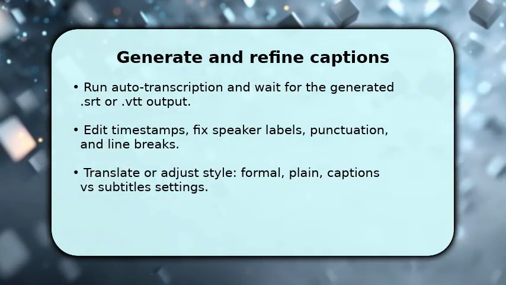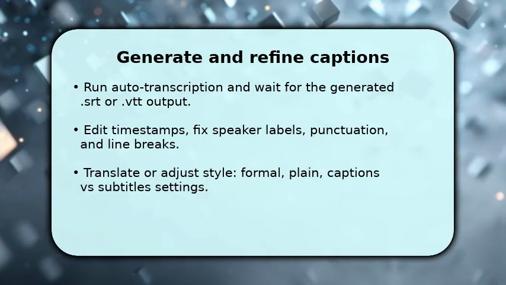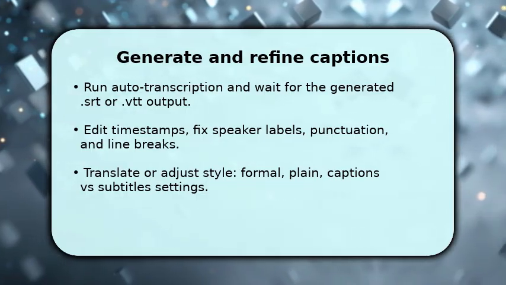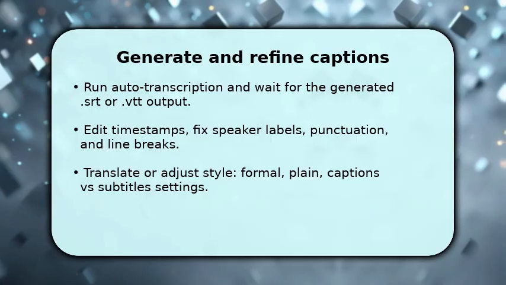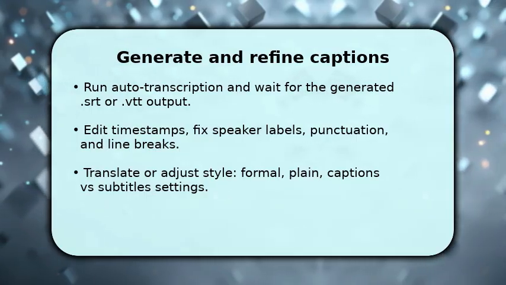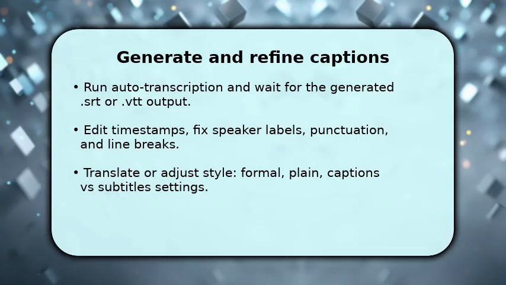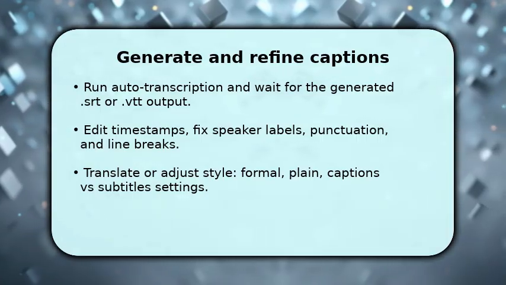Make targeted text edits. Fix homophones, punctuation, and speaker names, and shorten captions that exceed reading speed. If you need translated English variants, run translation after cleaning the transcript. Finally, save a version copy so you can revert if timings shift during export.